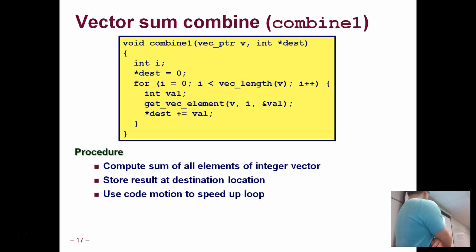And then I go from i equals 0 to i less than the vector length, of v. For each element in this vector from 0 to the vector length, I get the vector element based on the vector pointer and the integer i, which is the index into the array. Then I store the result into this local variable, and then I add it to the destination.